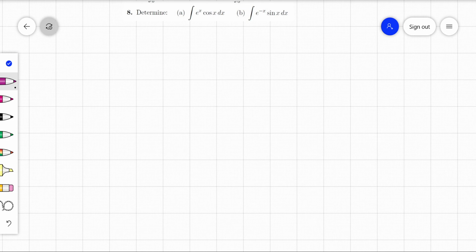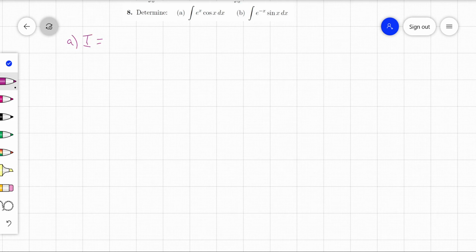All right, so this one I'm going to do by parts. And if you have a look, they've both got e to the x's in them, or e to the negative x. So the exponentials we like because they're easy to integrate and differentiate. Okay, so if I look at the first one, the integral will equal.